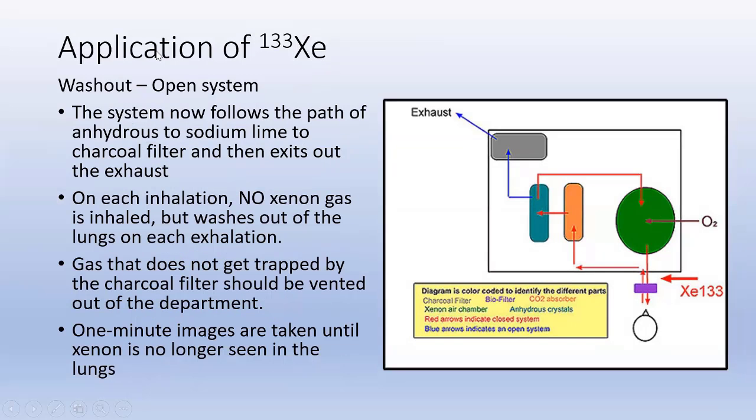Then under washout, as we see up here, now what we do is we add the blue arrow. So it goes down when they exhale, it goes through the red arrow into the sodium lime, into the anhydrous, and then out to a charcoal filter that captures the xenon. And then from there, it goes out to an exhaust.